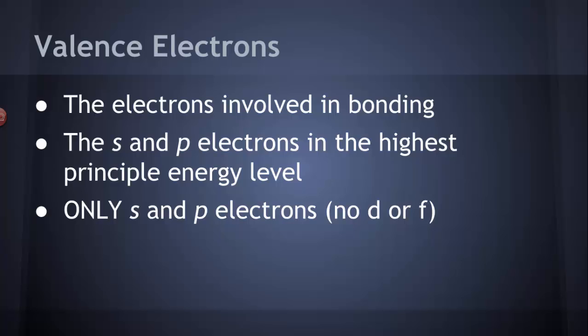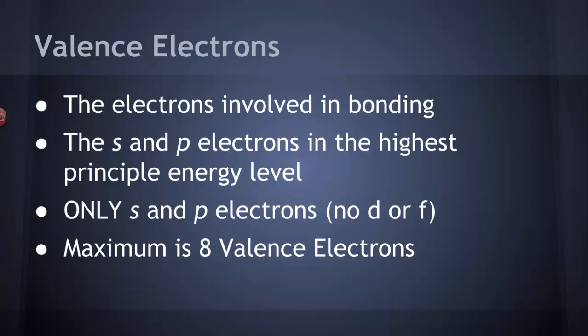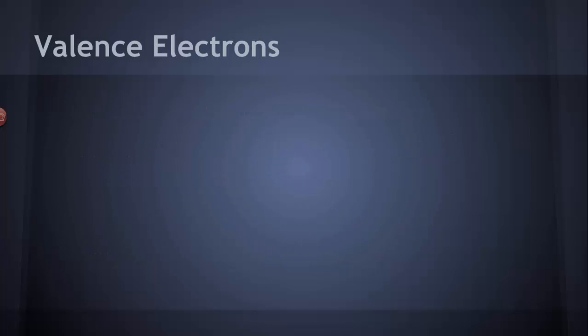Well, if you think about it, there are maximum 2 s electrons and maximum 6 p electrons, which means the most valence electrons you can have in an atom is 8. Now, if the number 8 rings a bell when you think about electrons in atoms, that's probably because you were told that 8 is like the perfect number. And it kind of is. So keep that in mind as we continue to learn about this stuff, because the number 8 is going to be very, very important when we talk about bonding. Let's get a couple of examples.